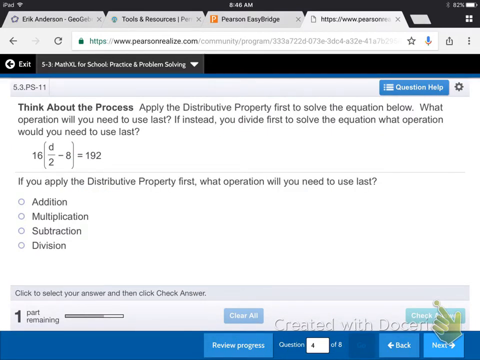Okay, boys and girls, here we go. This problem says, think about the process. Apply the distributive property first to solve the equation. What operation will you need to use last? If instead you divide first to solve the equation, what operation would you need to use last? Okay, so it's asking us a couple different questions.